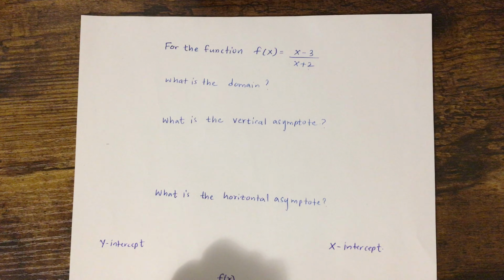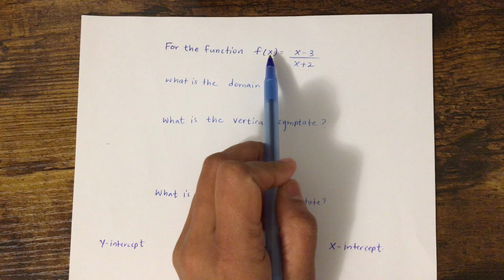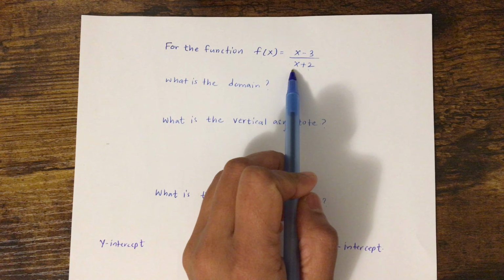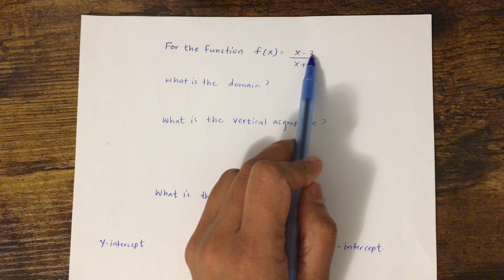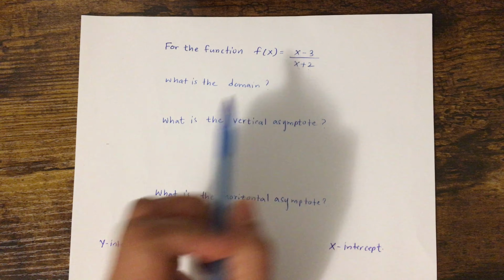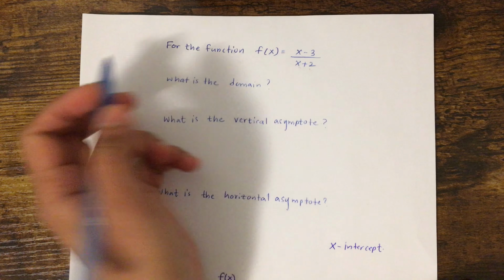So today we are going to look at the graphs of rational functions. So in this video you can see the function is f of x equals (x minus 3) over (x plus 2). So this is a rational function. You have the numerator and the denominator, right? Okay. So let's find the domain of this function.